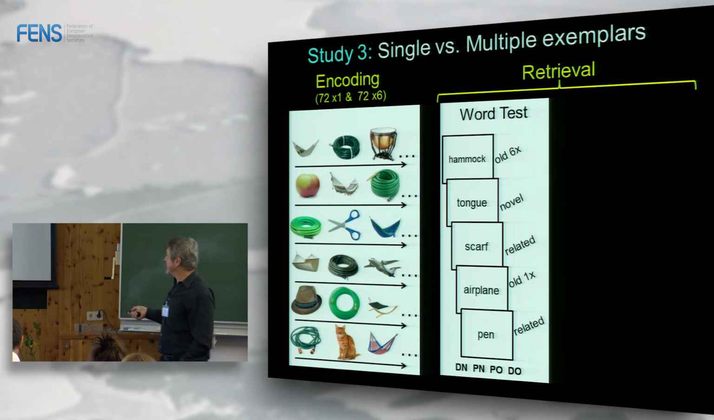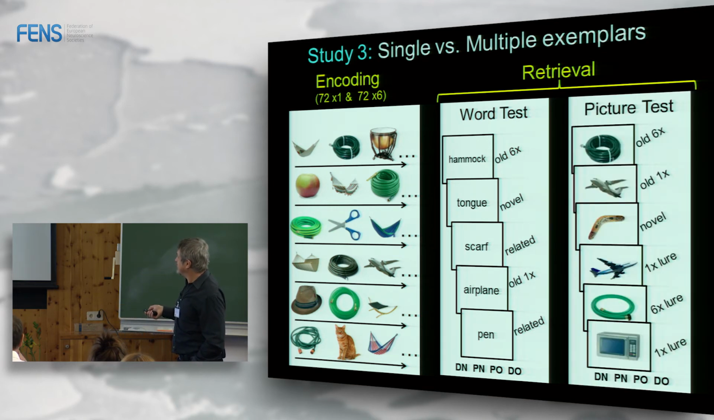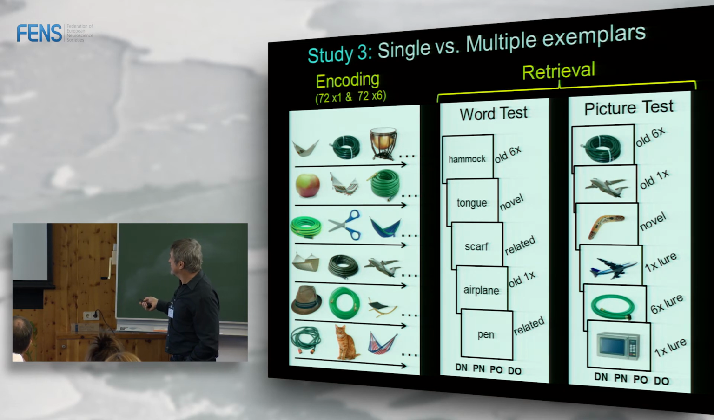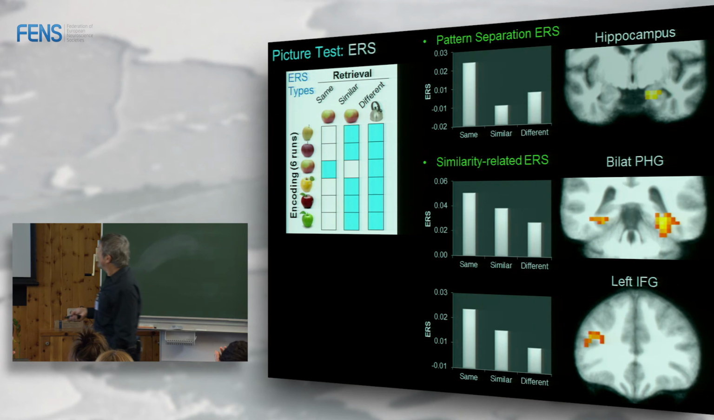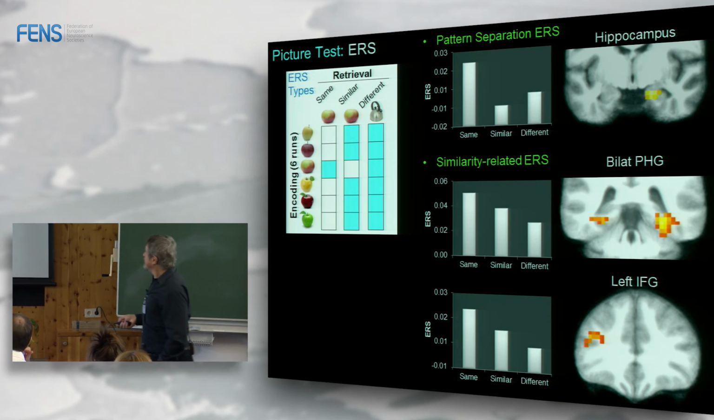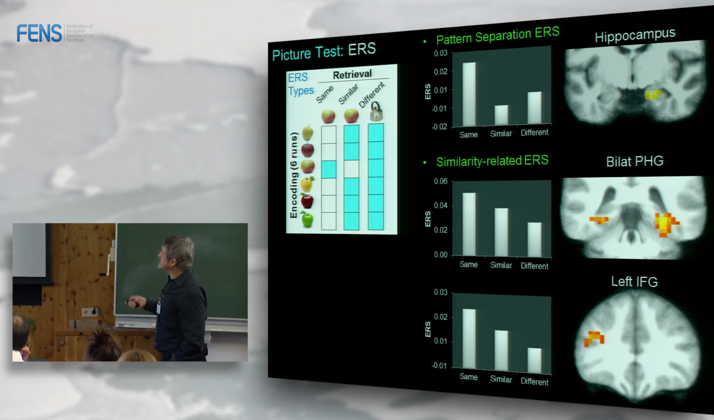And then in the picture test, we also had the lures, which were similar but different. Again, we can have lures for the 1x or for the 6x. So you can have old 6x, old 1x, novels, and then lures for both. These are a similar plane to that one, but not the one you saw, a similar house to the one. Okay, so first analysis, let's look at the picture test.